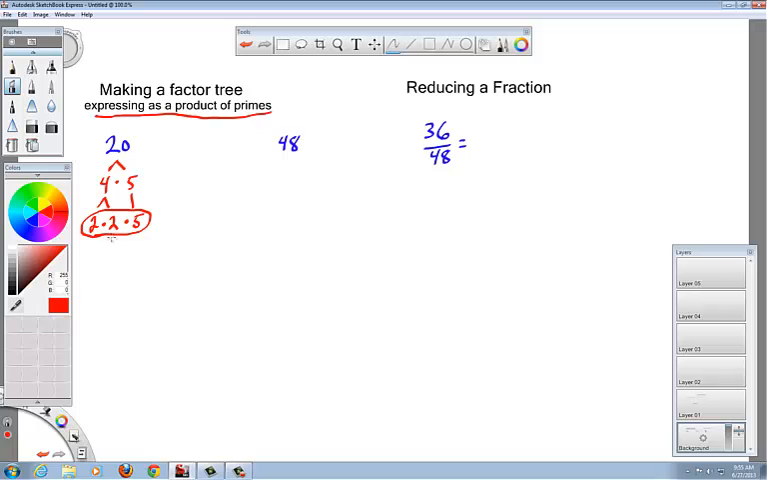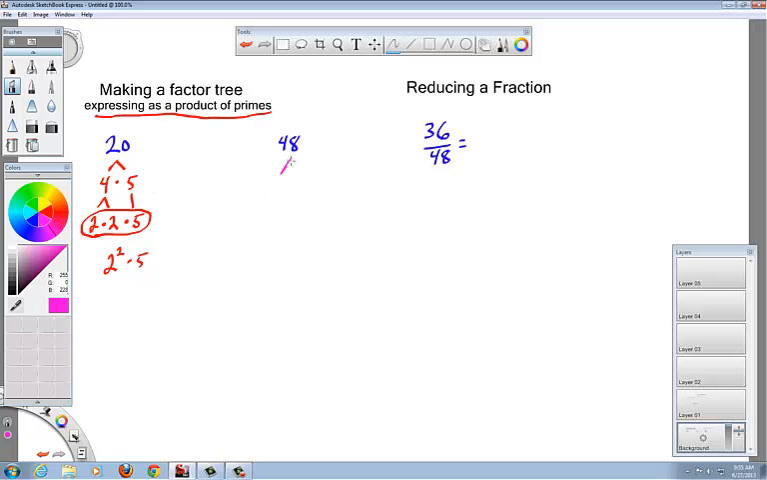2 times 2 times 5 is 20. This is a product of prime numbers. Product means multiplying: numbers multiplied together, the answer. A lot of people will choose to express this as 2 squared times 5, and I do not have a problem with that. Let's look at the next one.